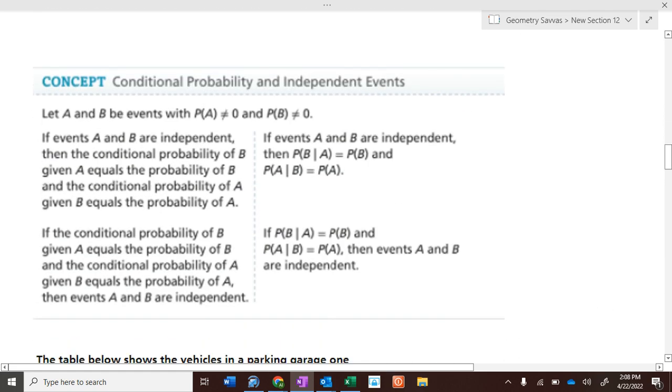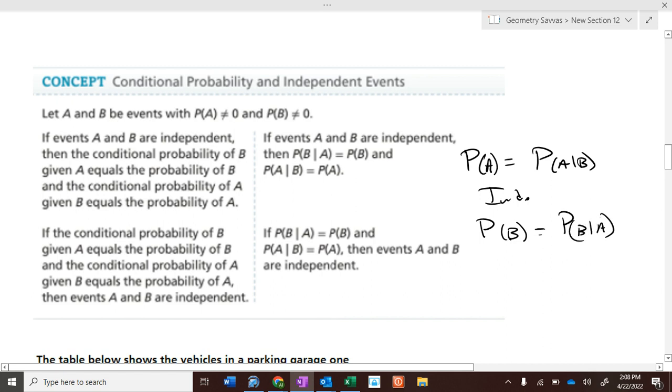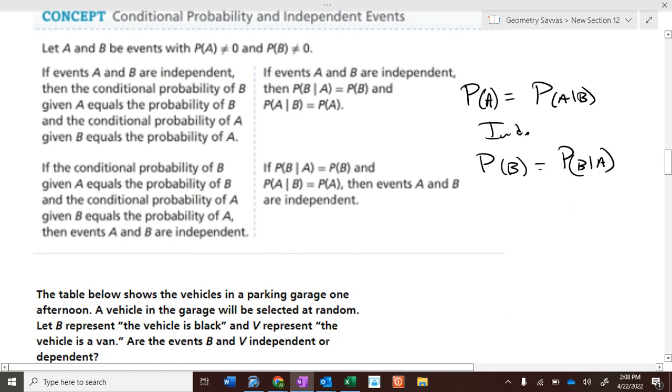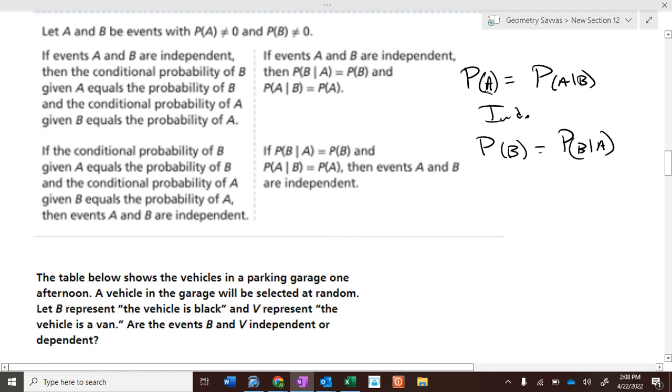Okay. To figure out if events are dependent or independent, if P sub A is the same as P sub A given B, then they are independent. Or if P sub B is the same as P sub B given A, then they're independent. Okay? So the first letters match in each.